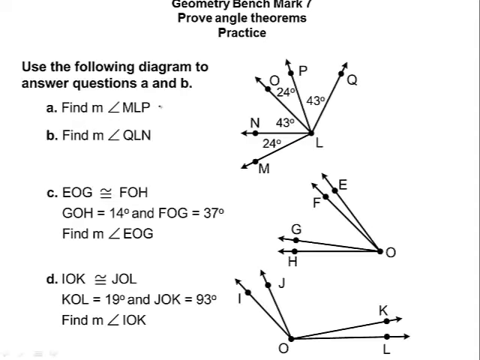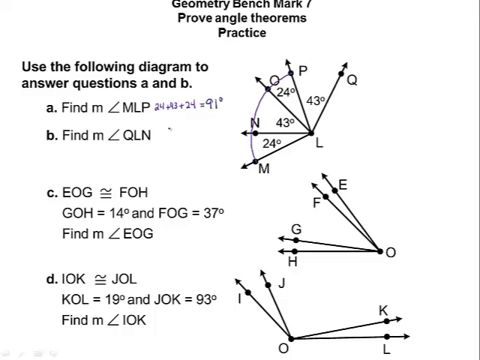Okay, now we have MLP. This is sort of the same thing as the multiple segments that we were adding together, except now we're going to add multiple angles. So MLP goes from M all the way to P. So we're going to add 24, 43, and 24. So that's 67, and 24 is going to be 91.